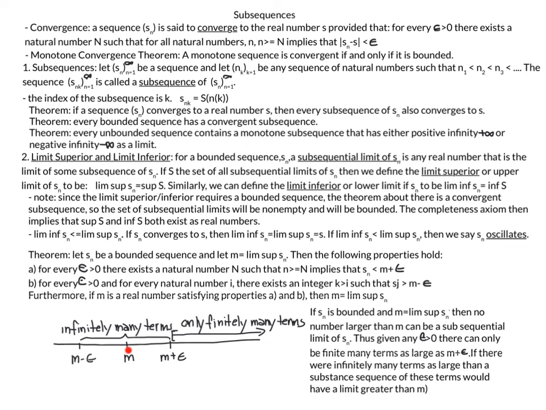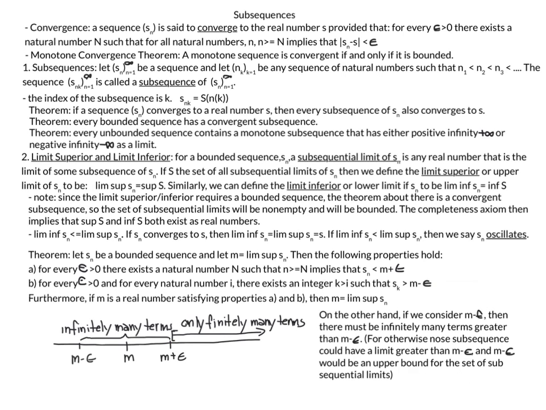So here we have M, our lim sup, and then we look at M plus epsilon and M minus epsilon. Let's first consider M plus epsilon. There can only be finitely many terms that are greater than M plus epsilon, because if there were infinitely many terms, then these terms would have a limit greater than M plus epsilon. But since M is the sup, that's not possible. On the other hand, if we consider M minus epsilon, there must be infinitely many terms greater than it, because we have to be able to reach an upper bound of M. And this also suggests you can get arbitrarily close to M.